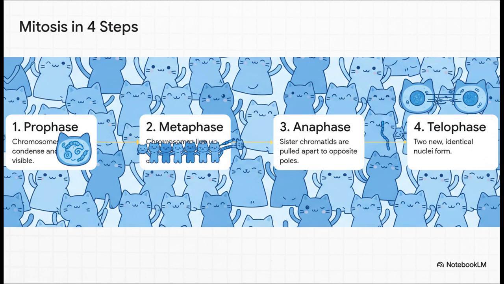So for you to grow or for your body to heal a cut, your cells have to divide. That whole process is called mitosis, and it's like this carefully choreographed dance that takes one parent cell and creates two perfect identical daughter cells. It all happens in four main phases: prophase, metaphase, anaphase, and telophase.